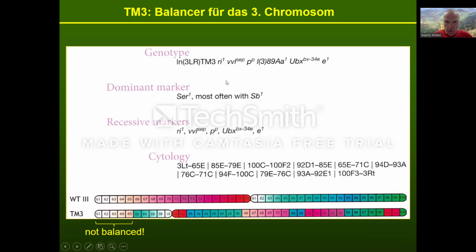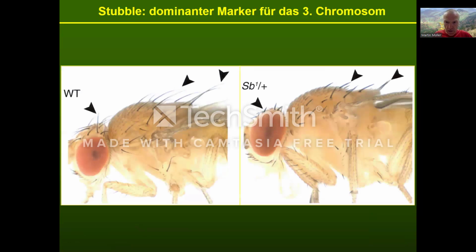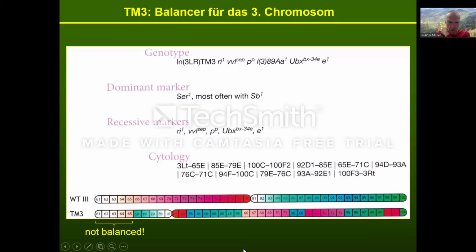So, but here, okay, this would be the dominant marker on this TM3, Stubble. These are the bristles in a wild type fly, and you can see that the dominant Stubble causes the morphology of these bristles to change dramatically. They look much shorter than they do in the wild type. So let's go back again.